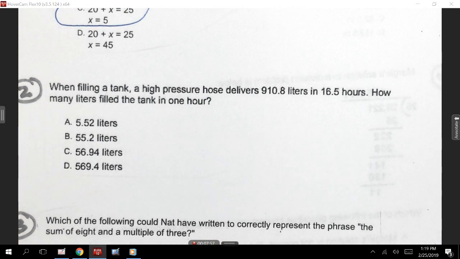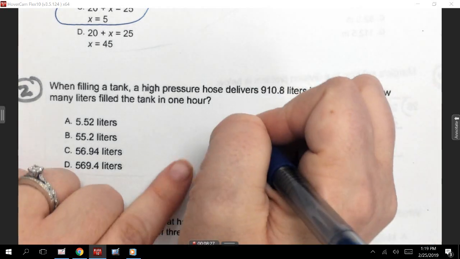That was easy. When filling a tank, a high-pressure hose delivers 910.8 liters in 16.5 hours. How many liters fill the tank in 1 hour? What do I need to do here? Fernanda? You need to multiply 910.8 divided by 1. You just told me 2 different things. You did. But Aaron? You need to do 910.8 divided by 16.5.